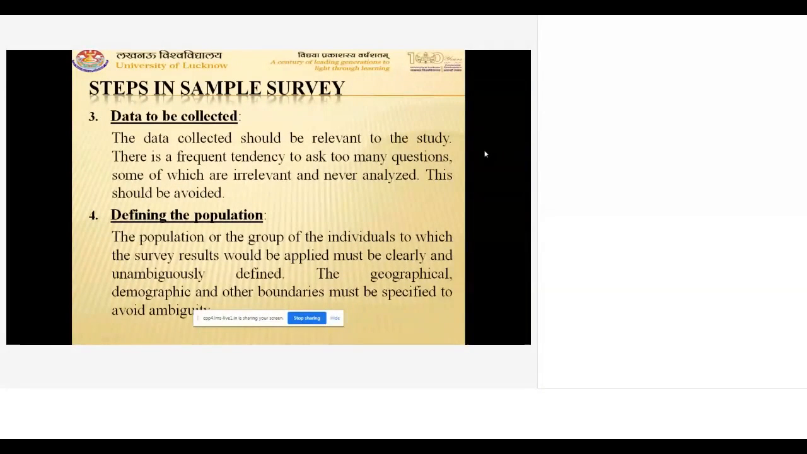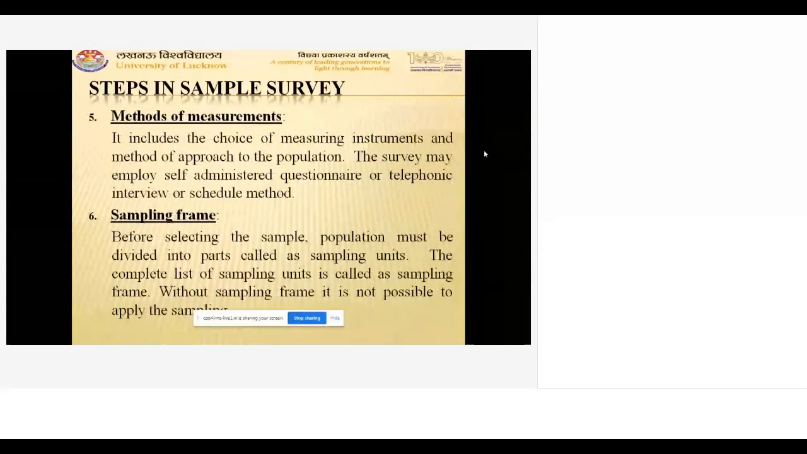Now, the next step, defining the population. Sorry, that step is already considered in step 2. The next step is method of measurement. Now, the method by which we are going to collect the data is called method of measurement. We can use a scale for height or a weighing machine for weight or any other tool, but generally questionnaires are used for collecting the data.